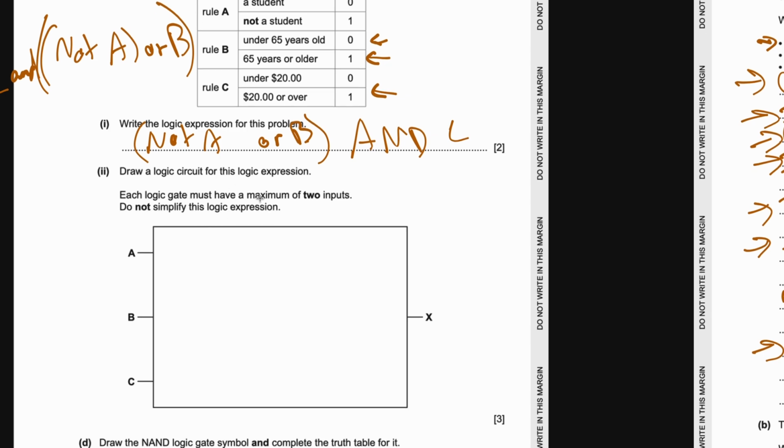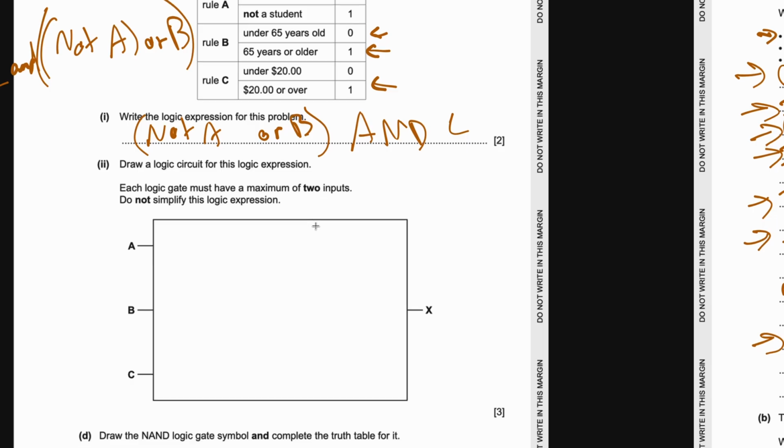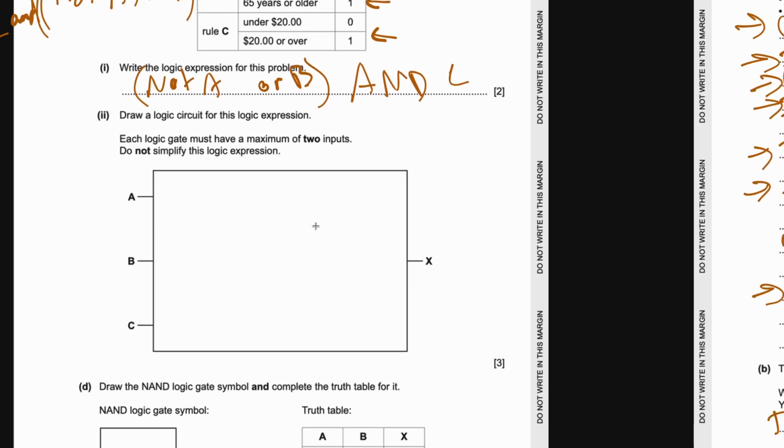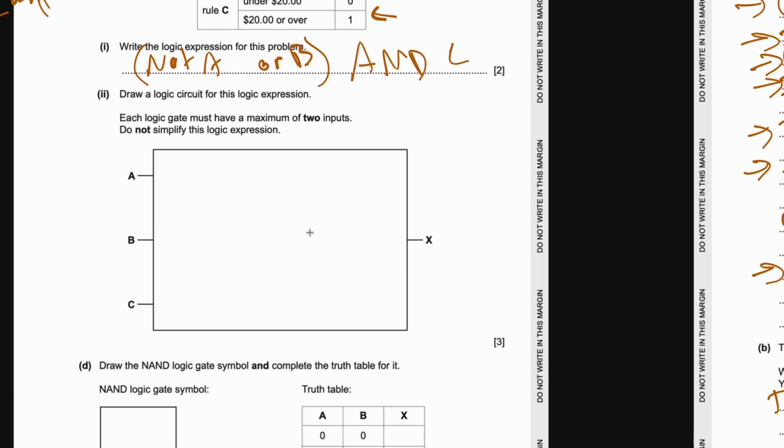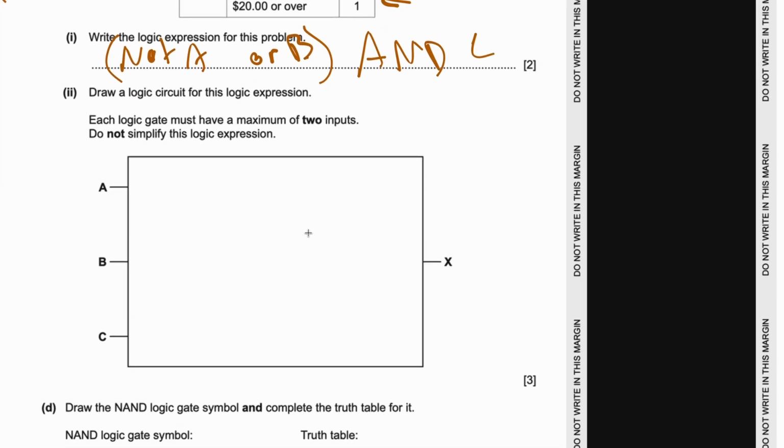Okay, so part II, draw a logic circuit for this logic expression. Each logic gate must have a maximum of 2 inputs. Do not simplify this logic expression. Okay, so let's take this step by step. Firstly, we have a NOT on the A. Let's just draw that, right? Okay, now we're done. Then we're going to have to OR it with the B, right?